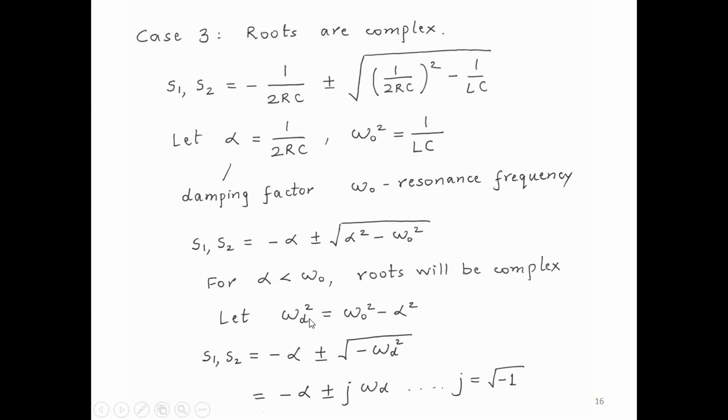Alright, so let us define omega d squared as omega naught squared minus alpha squared, the negative of this square root term. Of course, this quantity now is positive, so we can represent it as the square of a real number. Omega d is a real number. And so we'll say s1, s2 is all this, where minus omega d squared is under the square root, because omega d is a positive number and under the square root is negative. And so we can write this as minus alpha plus minus j omega d, where j is square root of minus 1.